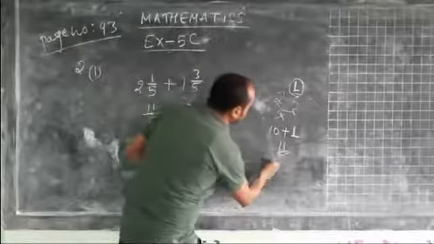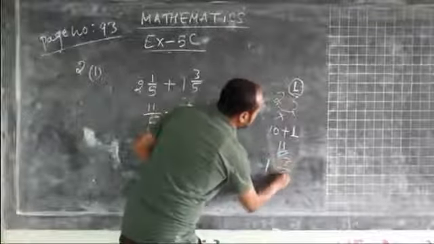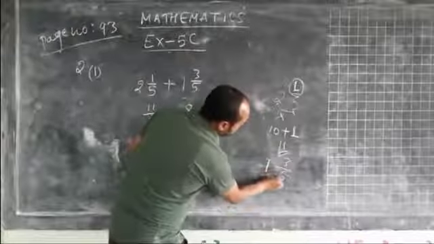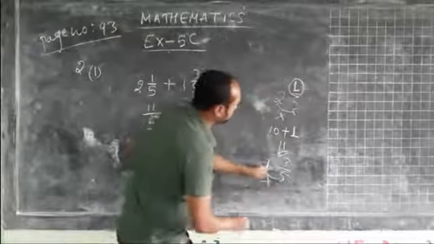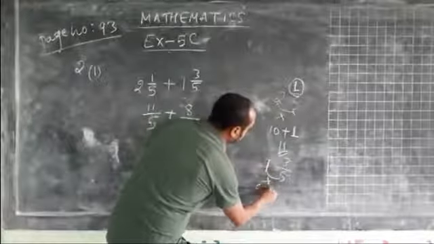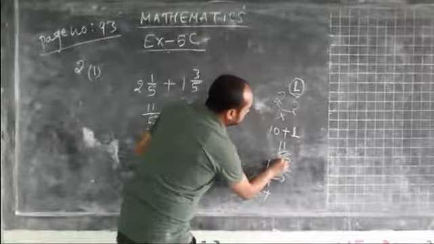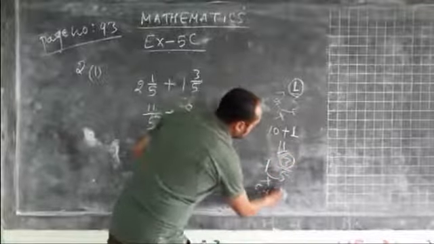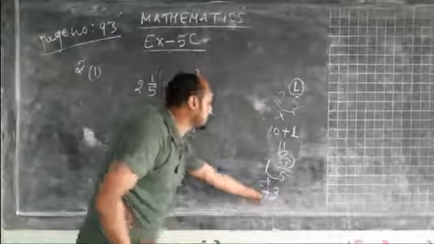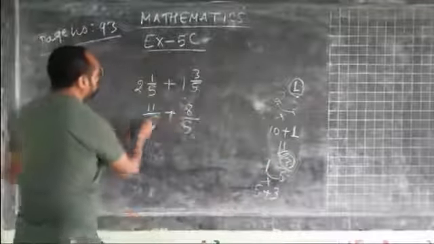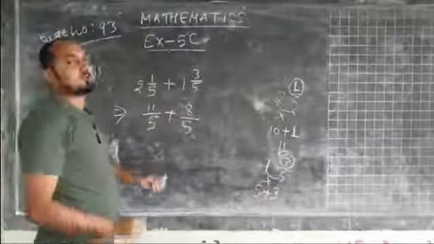Similarly, the next fraction we have is 1 3 by 5. So whatever these two numbers are, we have to multiply. So 5 1s are 5 plus whatever is in the numerator, we have to add that. That is your 3. So 5 plus 3 is 8, 8 by 5. Now it will be easy for you to solve.